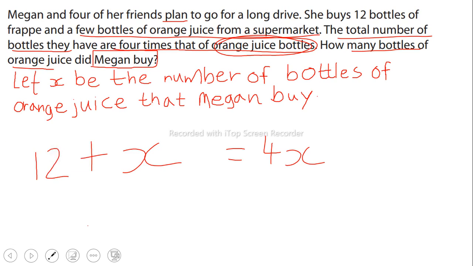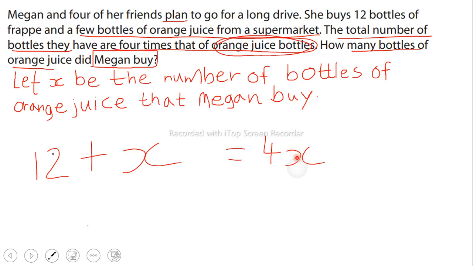Because they're saying that she bought 12 bottles of frappe, and she bought some bottles of orange juice. We don't know how much that is, but all the amount of bottles equals 4 times that of orange juice. So 4x. Let me explain it again. She bought 12 bottles of frappe and a few bottles of orange juice. We don't know what it is, so we call it x. And all that is going to be equal to the total amount of bottles, which is 4 times the amount of orange juice bottles that she had. And so the equation is 12 plus x equals 4x.